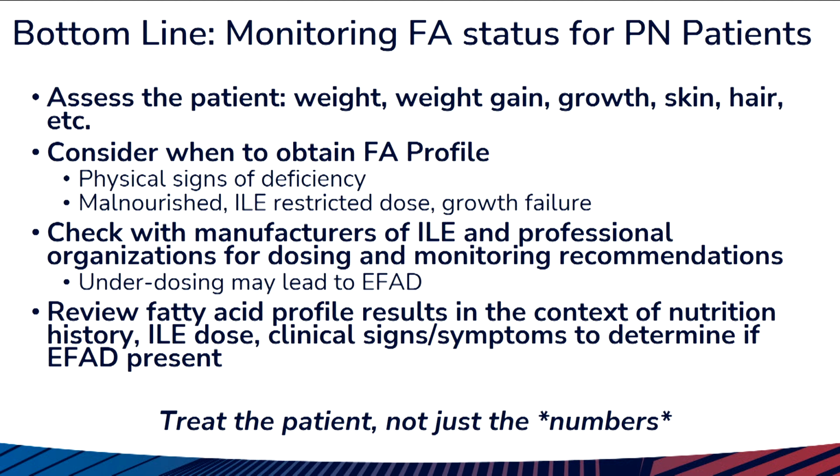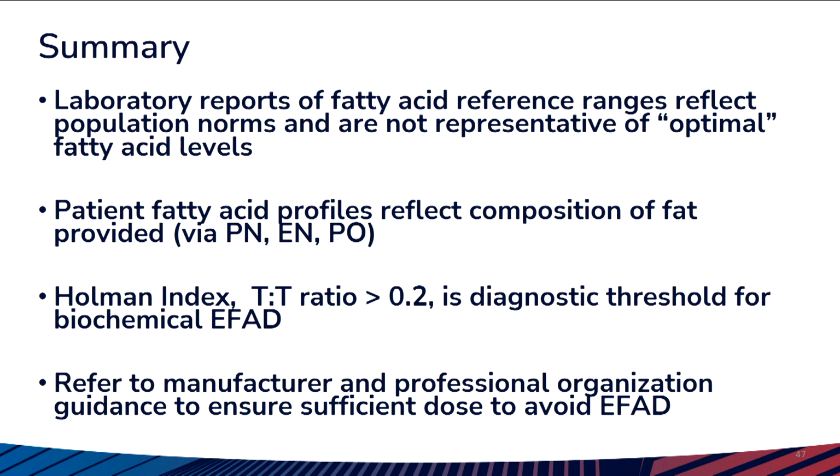And then review the fatty acid profile results in the context of everything. Their nutrition history, what dose are they getting? Again, clinical signs and symptoms. Evaluate all the levels, not just the TT ratio. You really need to look at the mead acid, LA, ALA, and see what's going on with the whole patient. It's really important to treat the patient, not just the numbers. We don't want to be just chasing a number like, oh, everything looks okay, but their LA is low, let's give them this because we've got to get it up. That's just number chasing. We really need to look at the whole picture.